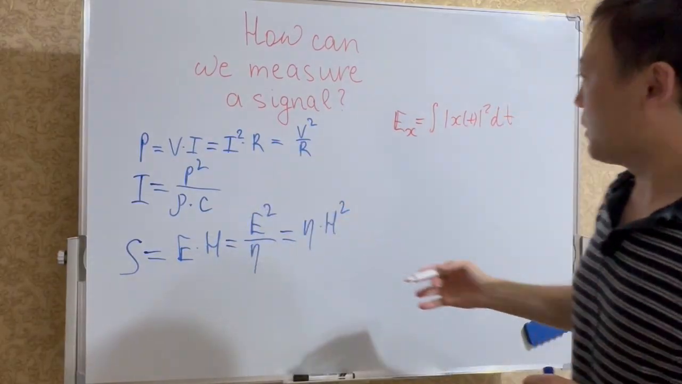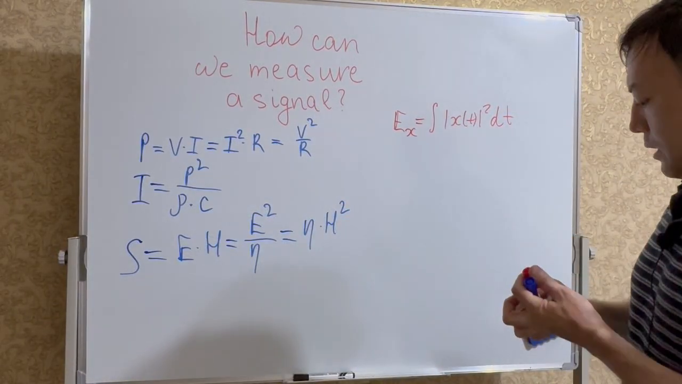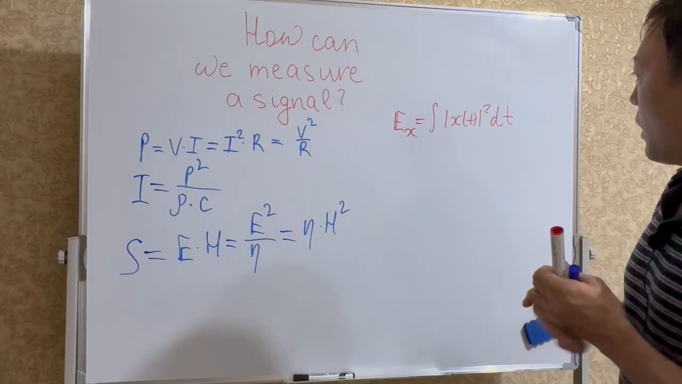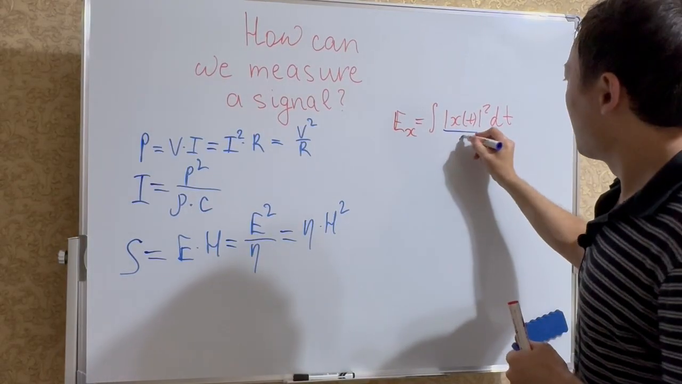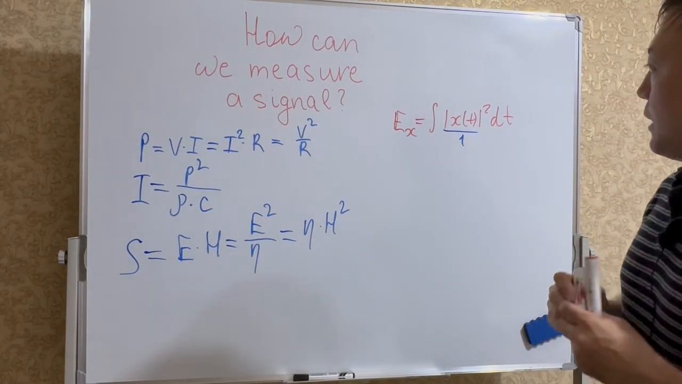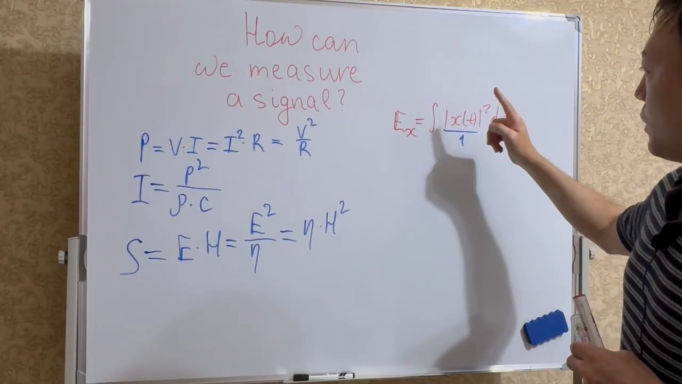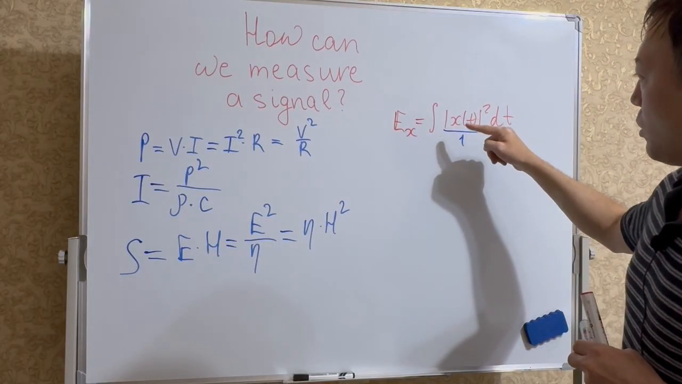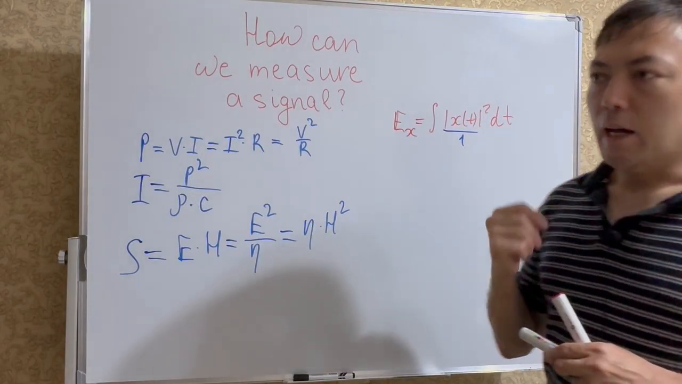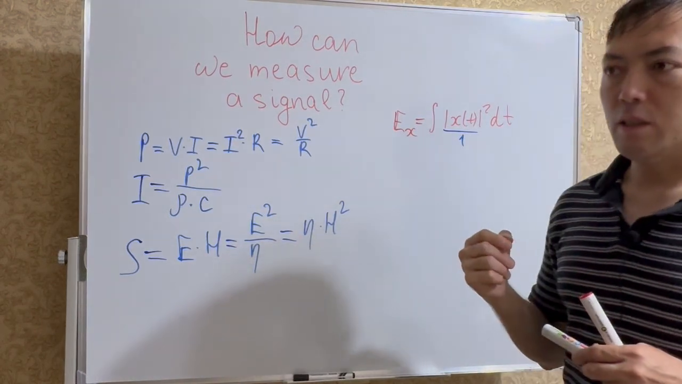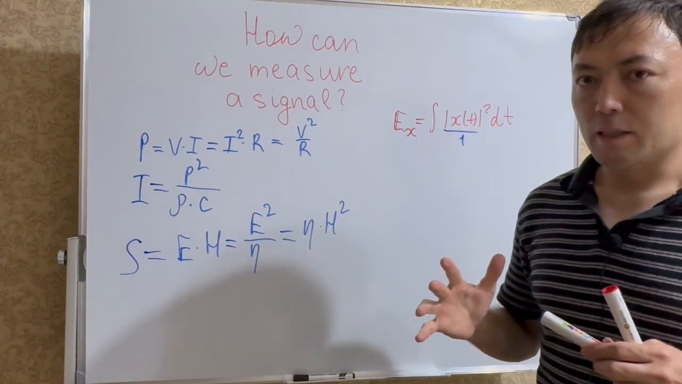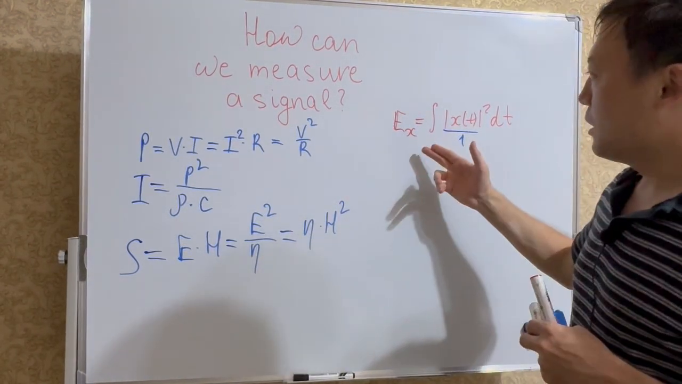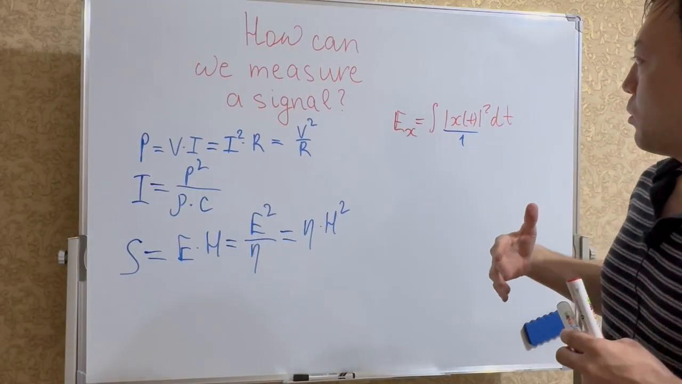resistance or other variables. And here we divided the signal by 1. Energy of a signal depends not only on the signal but also on the load. And we have to properly normalize. And then our measure will be correct.